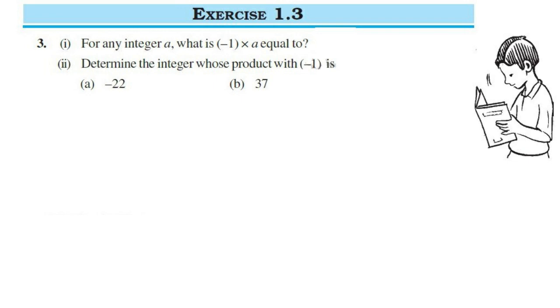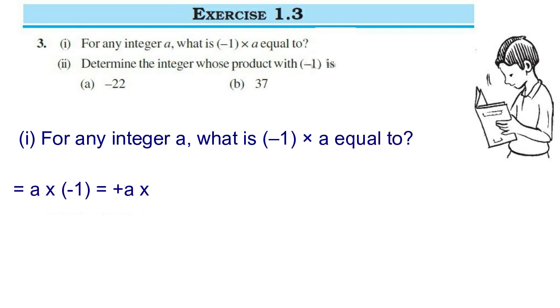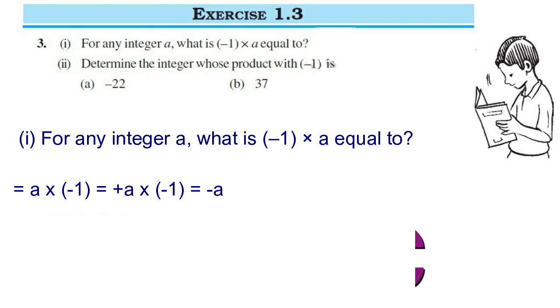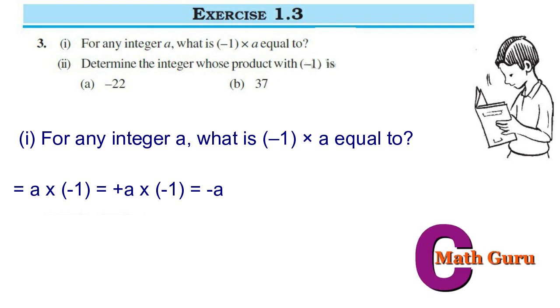We go to the problem number 3. Problem 1. For any integer a, what is minus 1 into a equal to? Here we see the integer a has a positive value, means positive integer a, and if we multiply a into minus 1, then obviously we get minus a. Into 1 equal to a, and plus into minus equal to minus. Okay, go to the next problem.